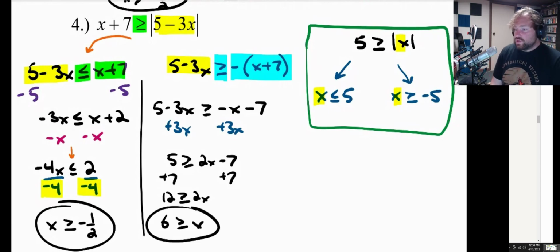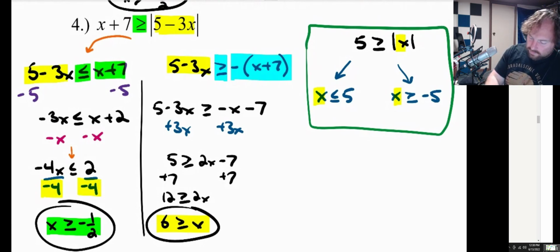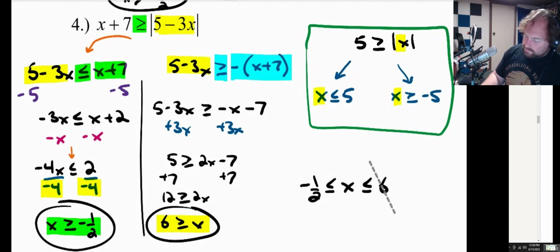So we're dealing with a situation where we're looking for numbers that are less than or equal to 6, but also greater than or equal to negative 1/2. That appears to be the range of numbers that we're dealing with. A good tester in that case is 0, again, because 0 is in that set of numbers. 5 minus nothing is 5, and 0 plus 7 is 7. 7 is greater than or equal to 5, so it totally works. So I think that our answer here is, if I'm reading these correctly, yeah, there you go. Pretty cool.